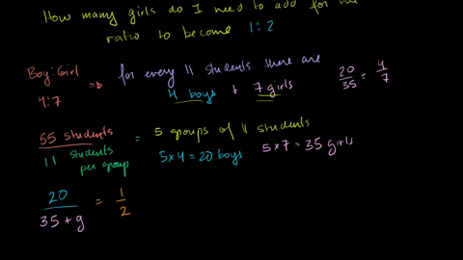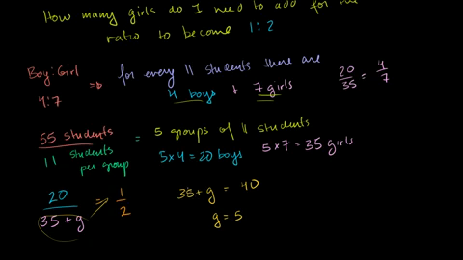If you want to do it algebraically, you could cross multiply. So you get 35 plus G times 1 is equal to 2 times 20, which is equal to 40, which is essentially what we did in our head. We said, hey, this thing has to be equal to 40. So if you subtract 35 from both sides, you get G is equal to 5.